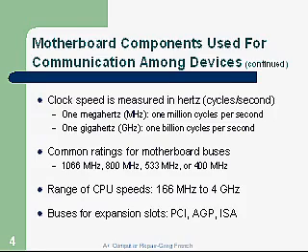Common ratings for motherboard buses. Buses run at different speeds depending on the performance of the computer. We're always trying to get a higher speed so that we can move data faster. Here are some examples: 1066 megahertz, 800, 533, or 400. The range of the CPU speeds: 166 megahertz would be a fairly old CPU. 4 gigahertz is where we're running right now on a lot of our newer CPUs.